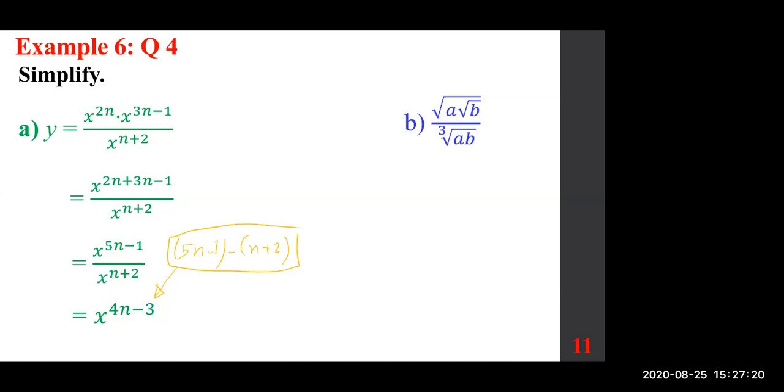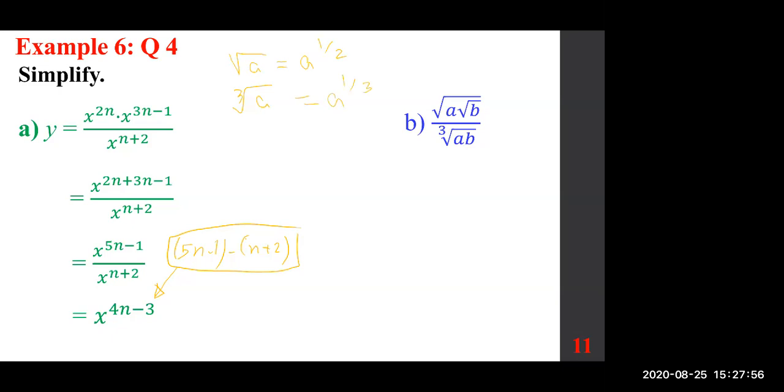In order to simplify B, we have to go to the law of exponents. To do that, first we have to change the roots so that they look like exponents. Everybody knows that the square root of a is a to the power of 1/2. The cube root of a is a to the power of 1/3.